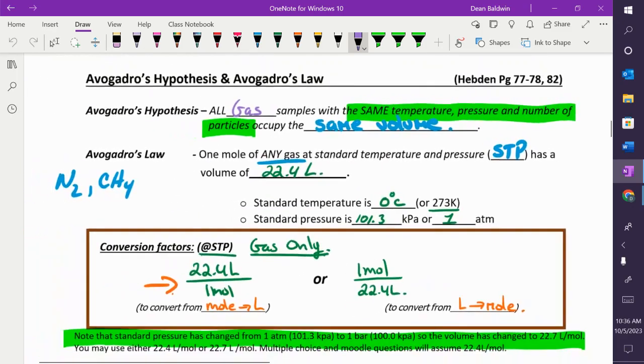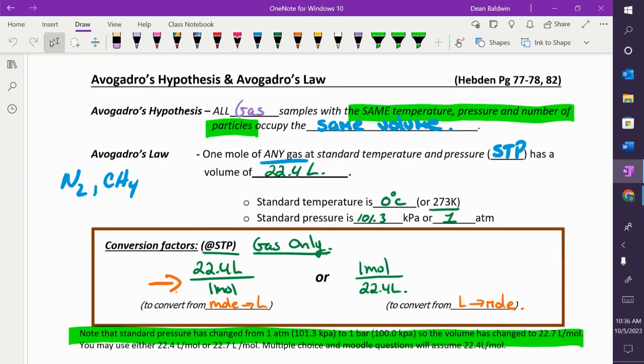Avogadro's hypothesis basically says that all gas samples that have the same temperature, pressure, and number of particles occupy the same volume. It doesn't matter which gas it is. Okay? And we call this STP, standard temperature and pressure. It will give a volume of 22.4 liters.